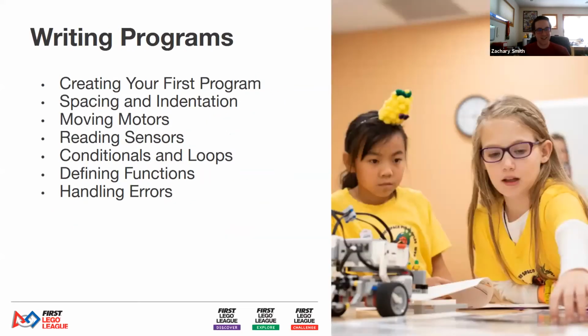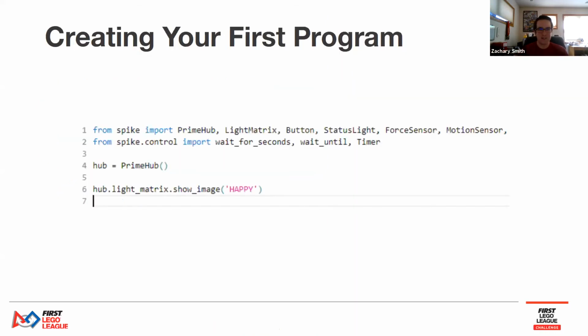All right, and that later is going to be now. We're going to transition into how to write your own programs. That's going to be everything from how to create your first program to the spacing and indentation of Python, how to move motors, how to read sensors, how to use conditionals and loops, which allows your program to change its behavior on the fly. Also defining functions so that you can reuse code in several places, and then how to handle errors.